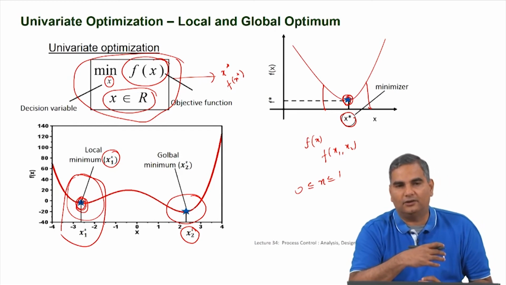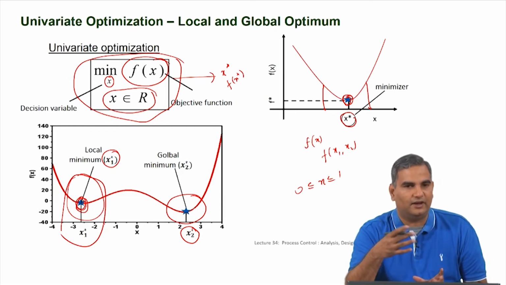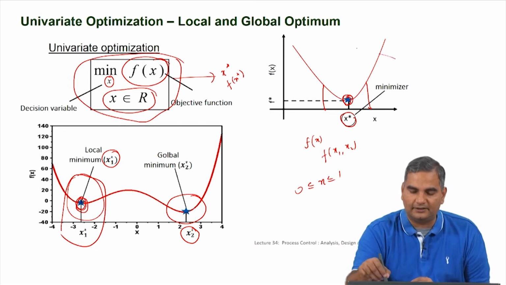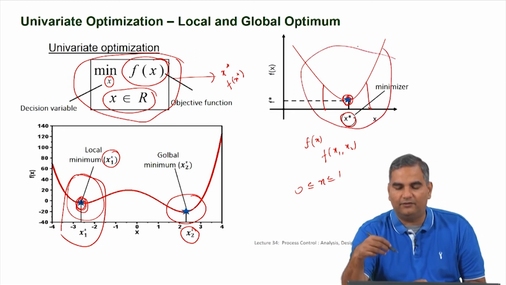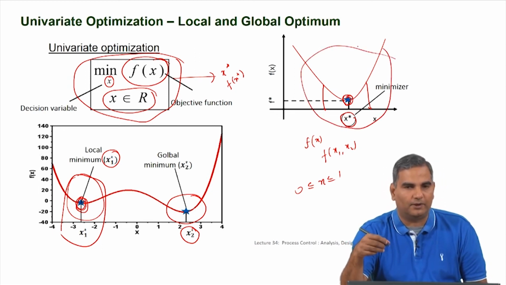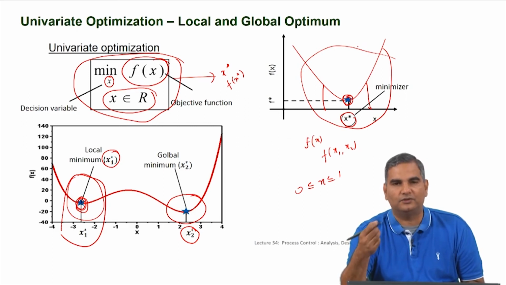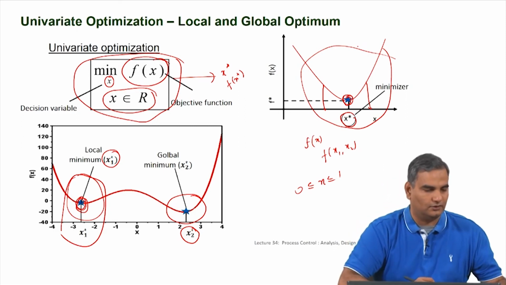If the controller formulation is in such a way that I can show that the function is going to be of this form, then we do not have to worry about this local minimum at all, because there is only one minimum, and once you find a minimum, you know that is a solution that you have to live with.